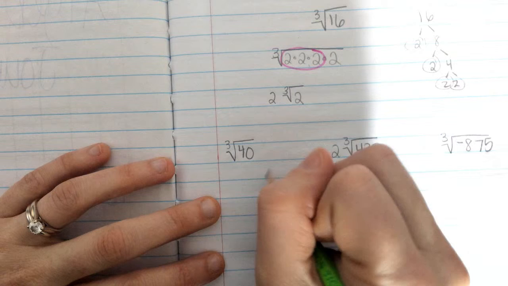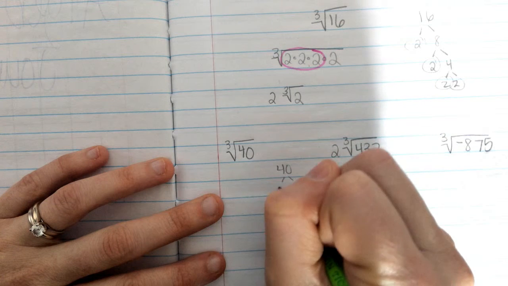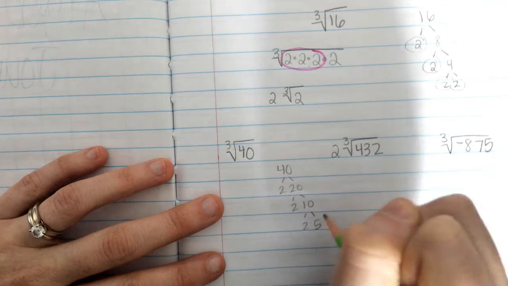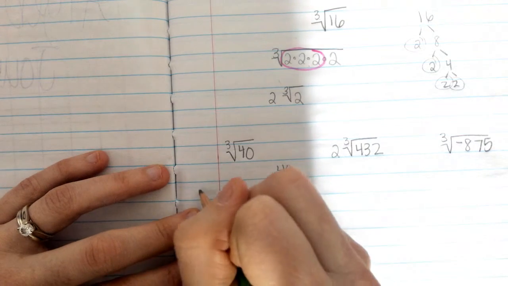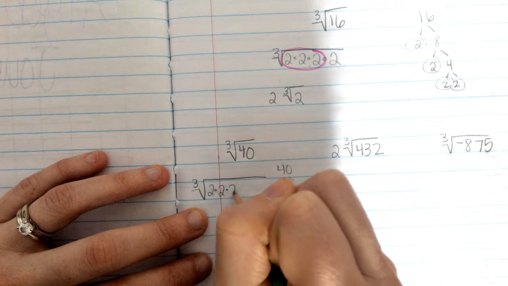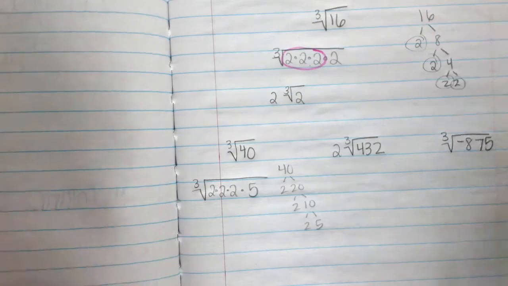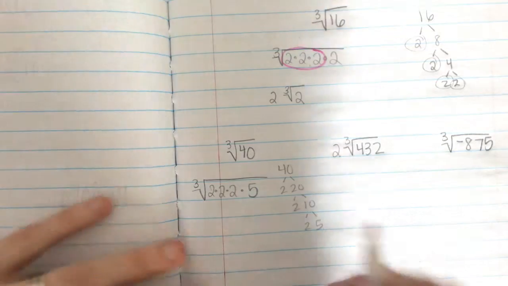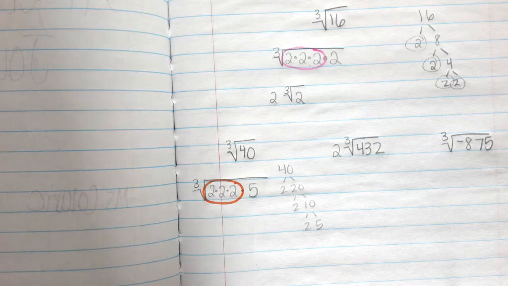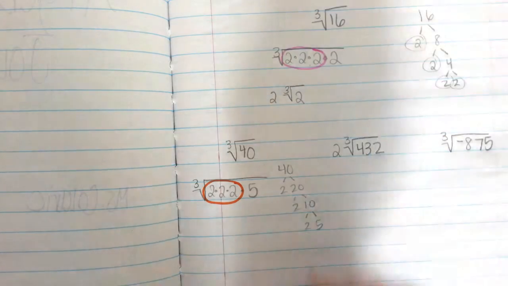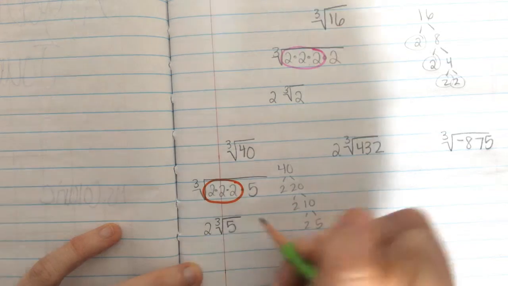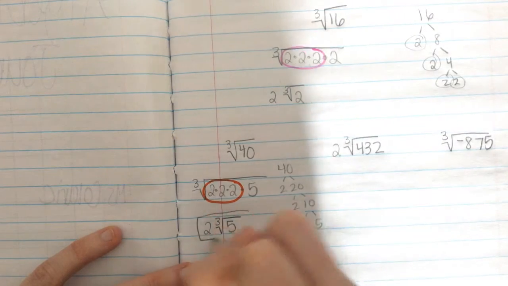So for 40, we're going to start the same way: 2 and 20, 2 and 10, 2 and 5. So we have 3 2's and 1 5. Rewriting all those underneath the radical, and then circling, we have one group of 2's, or the cube root of 8, which is 2, times the cube root of 5.